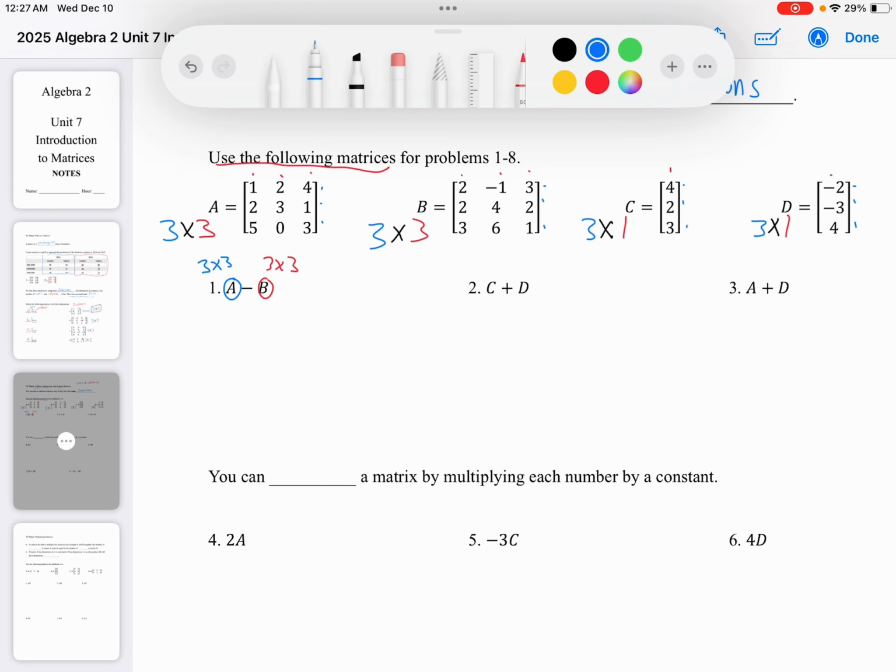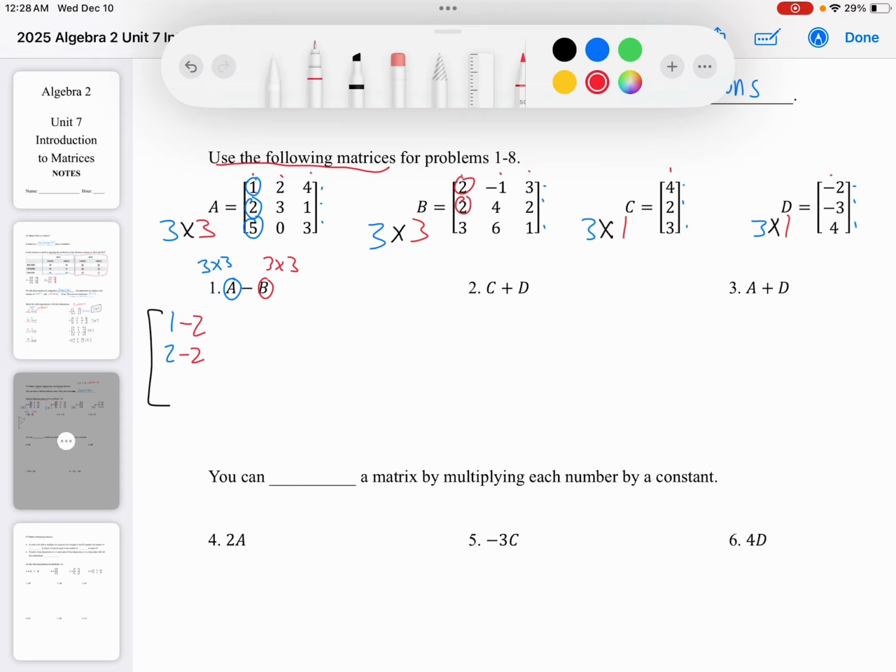I'm going to take all of the numbers from A and subtract the numbers from B. The first numbers in each one, the 1 and the 2, would be the first ones that I would subtract. I would take the 1 from up here in A, and then subtract the first number from B, that 2. So this is going to be 1 minus 2. And then we're just going to go through in each position. We have 9 numbers in each of these matrices. Next I would have this 2 minus the 2 from matrix B.